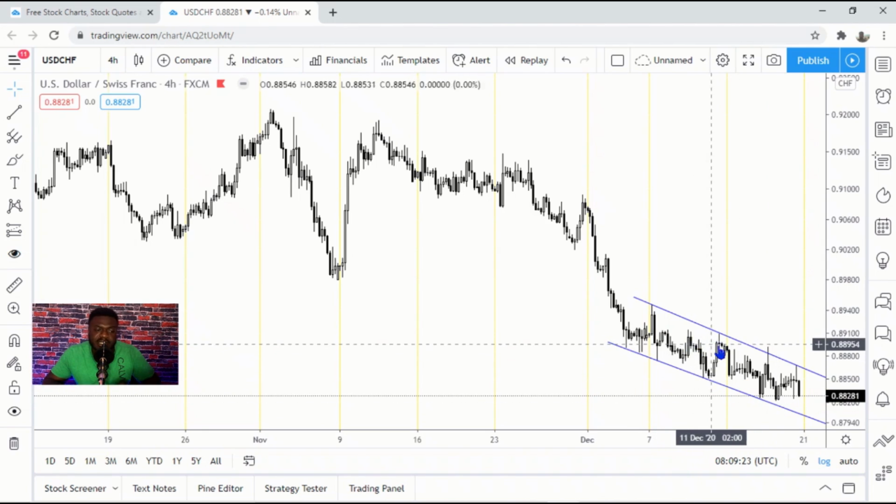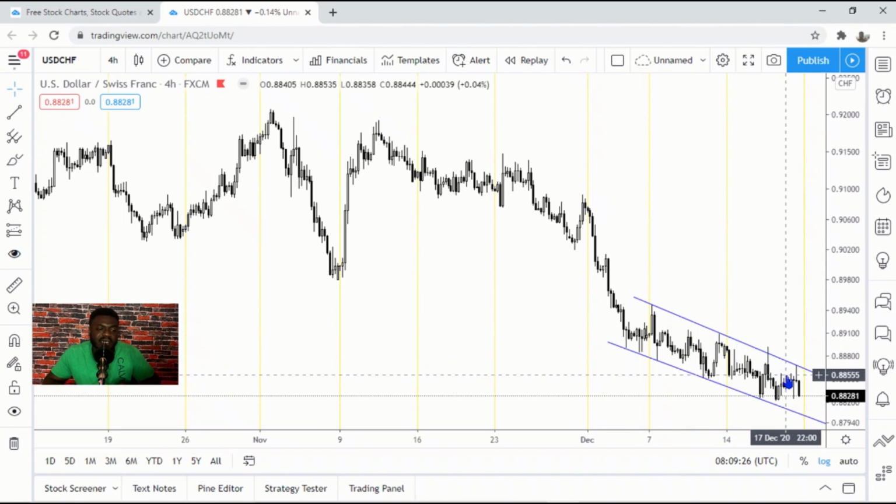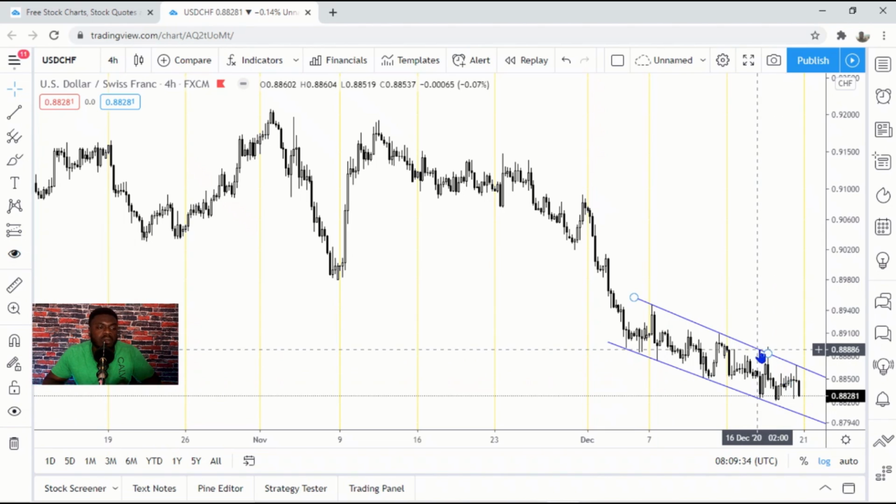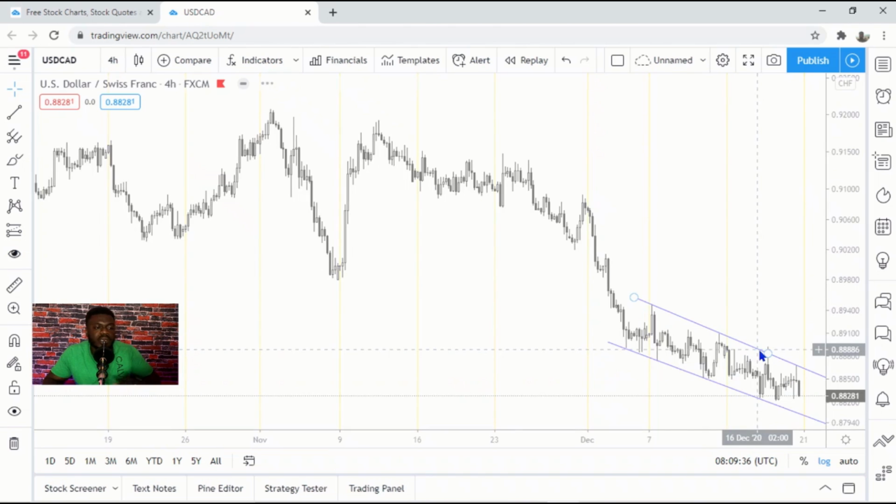Once the USDCHF remains within the confines of the descending channel, it will remain slightly bearish and it will be prudent not to touch it at all. Moving on to the USD CAD.